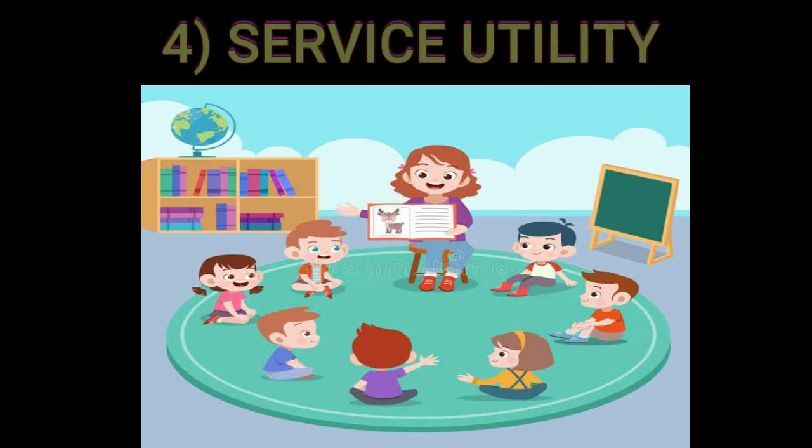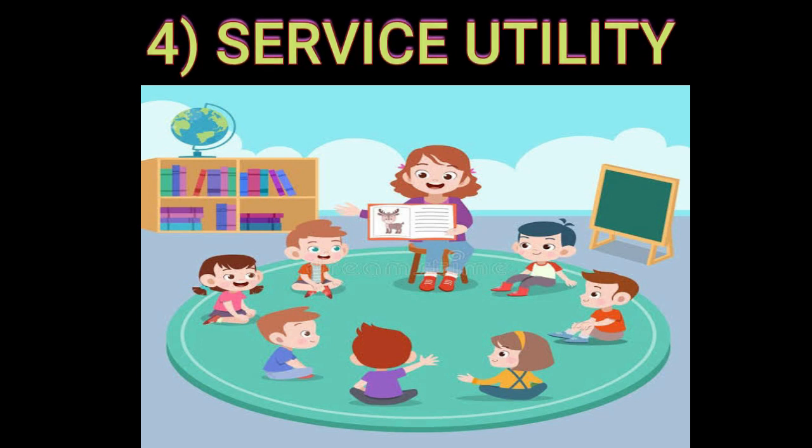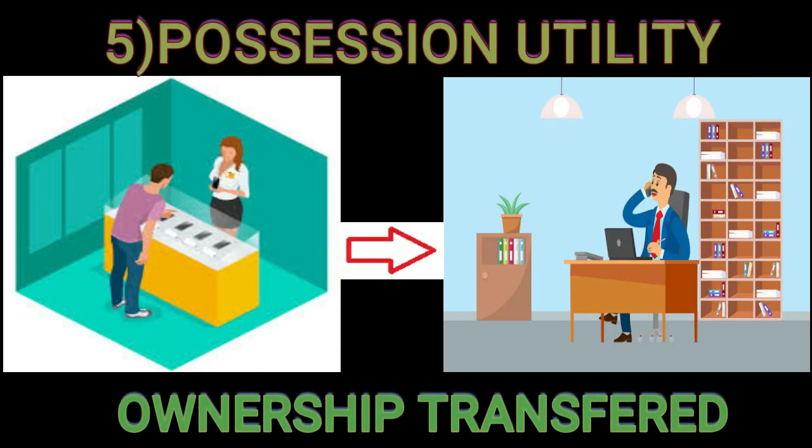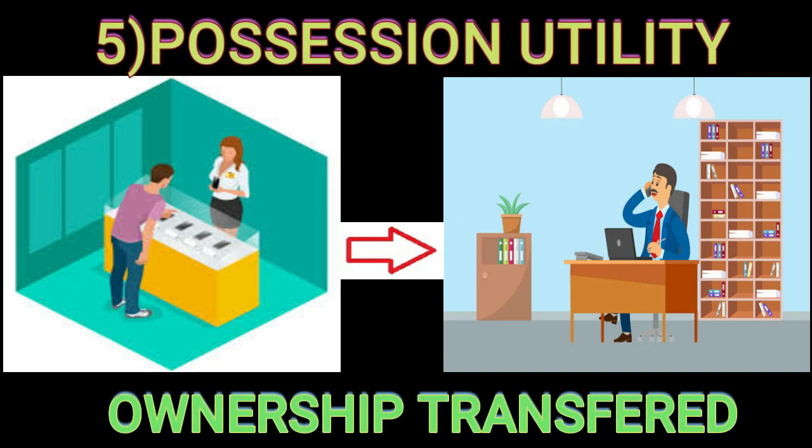The next one is service utility. Service utility is the utility created by providing service to someone, and such services are generally provided by professionals in society. For example, the knowledge given by a teacher to his or her student, or treatment given by a doctor to his or her patient. So this was service utility. The last one is possession utility. Possession means transfer of ownership from one person to another person. As you see in the picture, the mobile is transferred from the store to the consumer.